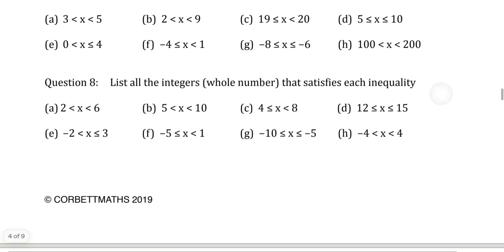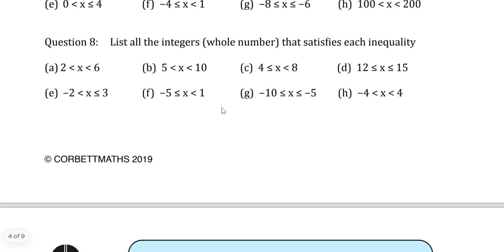Let's just have a quick look at question 8. Look at this one. It says list all the integers that we're allowed, basically, that satisfy. So this one would just be 6, 7, 8, and 9. Are we allowed 5? Are we allowed 10? No. What about E? Minus 1, 0, 1, 2, and 3. Because it's got an equal to. So in this case, not allowed that one, but we are allowed that one. This one, not allowed either of them. Just the ones in between. And integers are whole numbers.